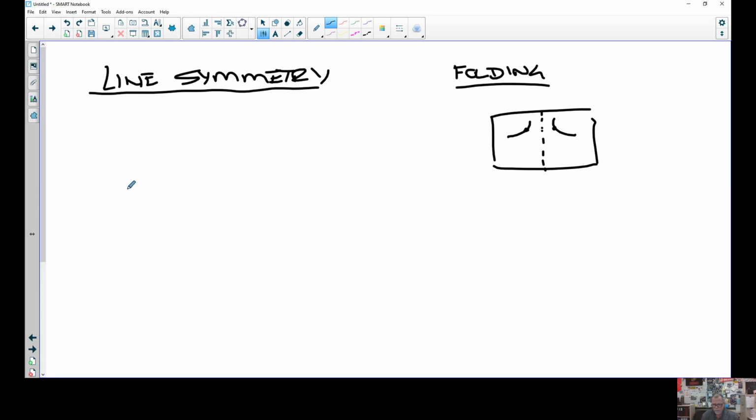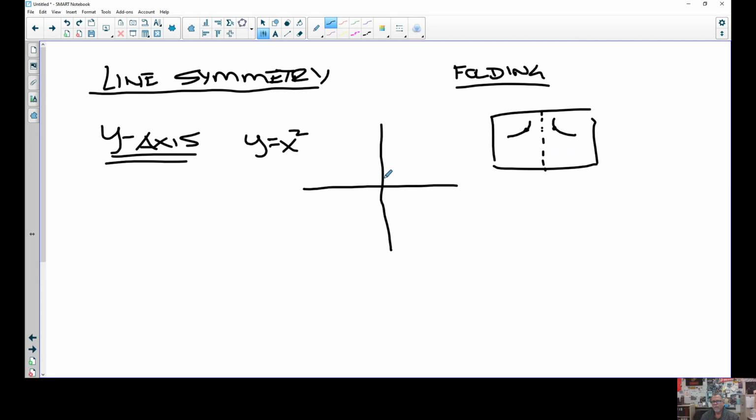The first one I want to deal with is y-axis symmetry. I want to deal with y-axis symmetry because, again, it has a very basic exemplar, and that's y equals x squared. When we see a y equals x squared graph, we know it has this parabolic shape. Y equals x squared has y-axis symmetry, which means the y-axis is our line of symmetry, meaning any point on this side is reflected to this side and is still on the graph.